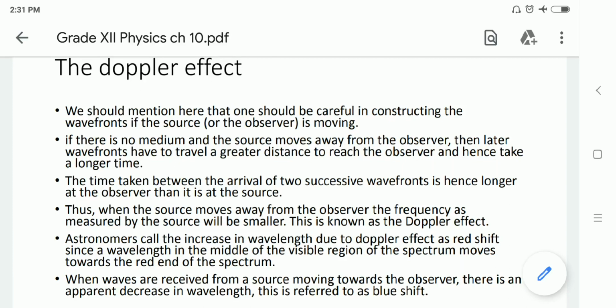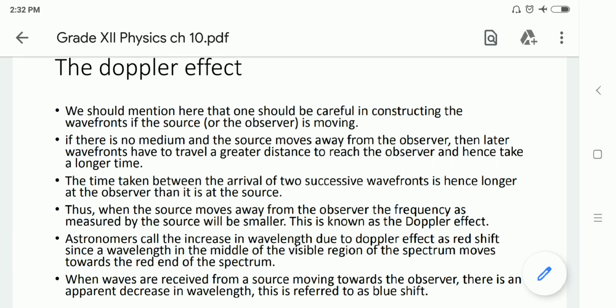So, the time taken between the arrival of two successive wavefronts gets longer at the observer than at the source. So when the source moves away from the observer, the frequency measured will be smaller. That is known as the Doppler effect. So the actual frequency cannot be measured, but the measured frequency gets reduced. That is known as the Doppler effect. So there is a difference between the measured frequency and the actual frequency.